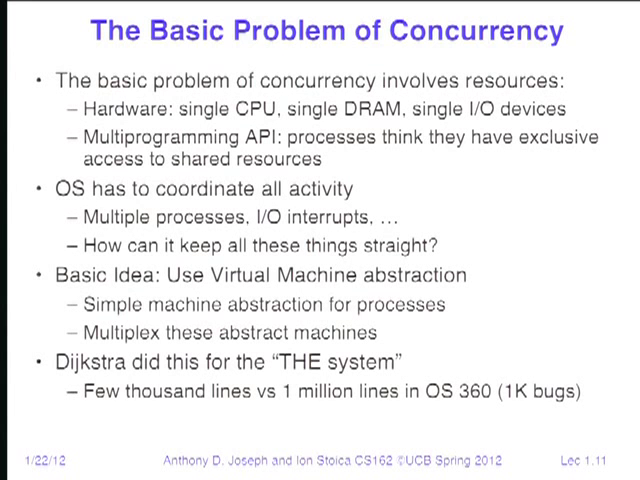Now, Dijkstra used this very simple abstract model for his system, which he called the system, built back in the 1960s. He did it in a few thousand lines. At the same time, IBM had thousands of programmers working on OS/360, and after almost a decade of development, it was delivered with 1,000 known, published bugs. He was able to do the same thing by coming up with this nice abstraction model in many fewer lines and, obviously, many fewer bugs.